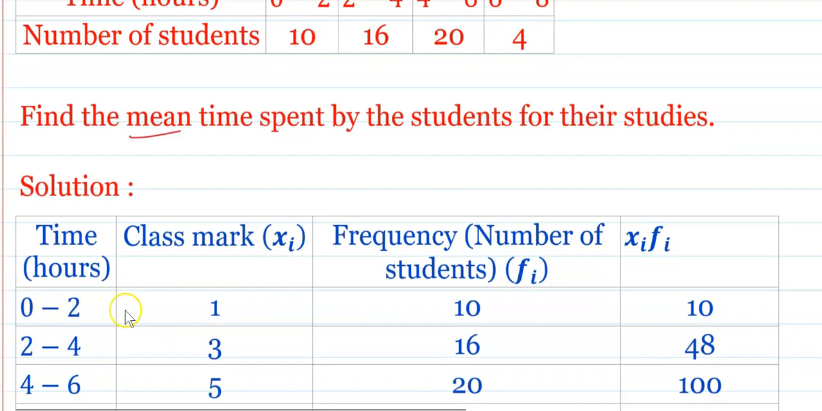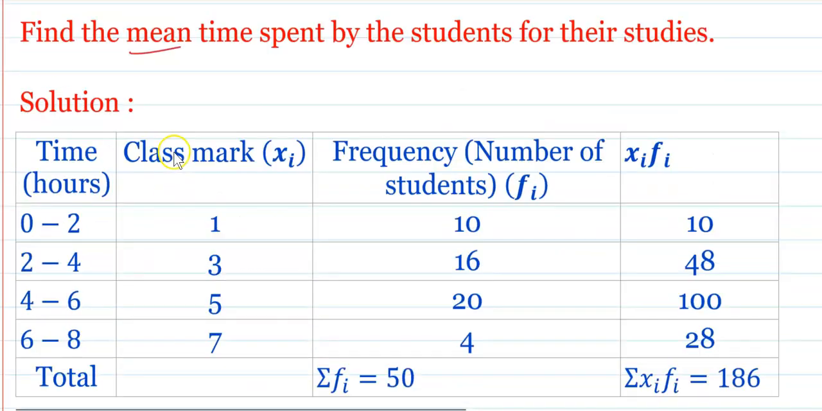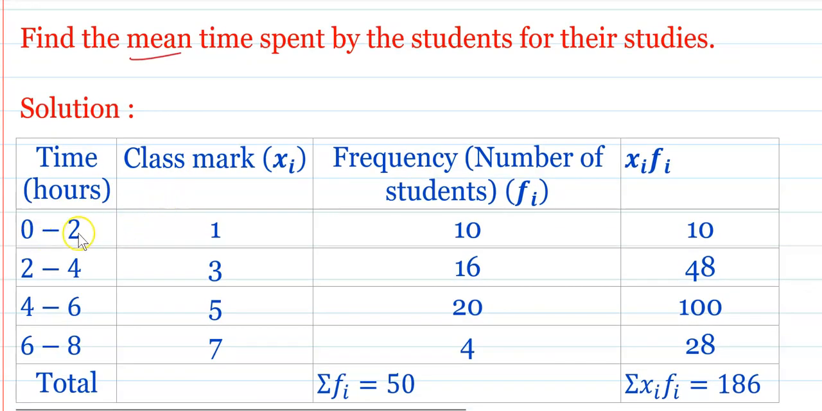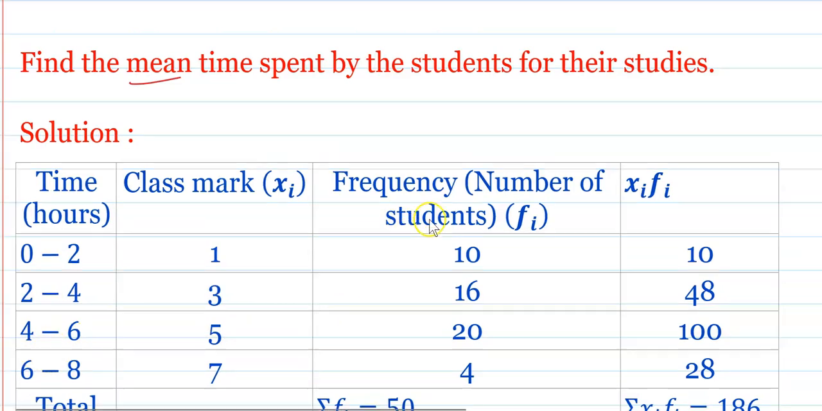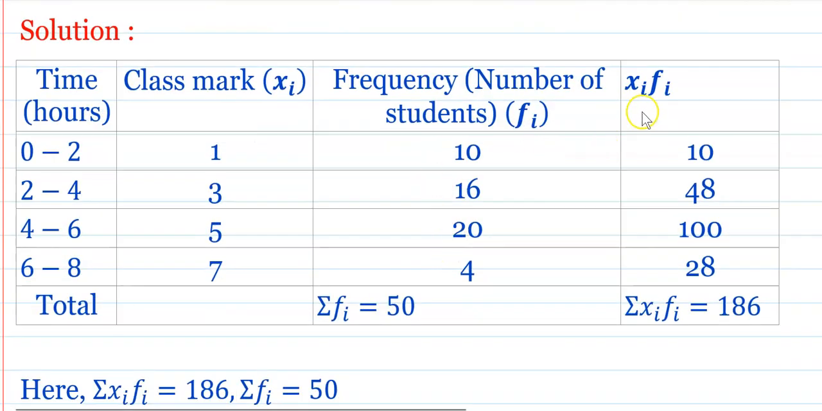Okay, now the first, time in hours, it means it's a class: 0 to 2, 2 to 4, 4 to 6, 6 to 8. Class mark: 0 plus 2 upon 2, you will get 1. 2 plus 4 upon 2, 6 upon 2, 3, next 5, next 7. Frequency 10, 16, 20, and the last is 4. Their multiplication xifi: 1 into 10, 10; 3 into 16, 48; 5 into 20, 100; 7 into 4, 28. Their summation xifi 186, summation fi is 50.